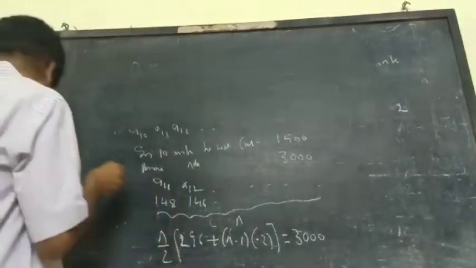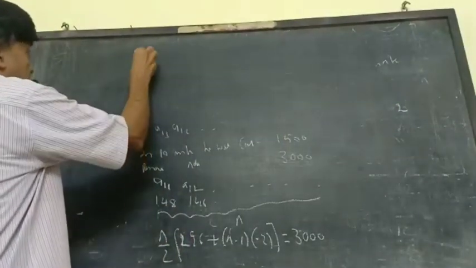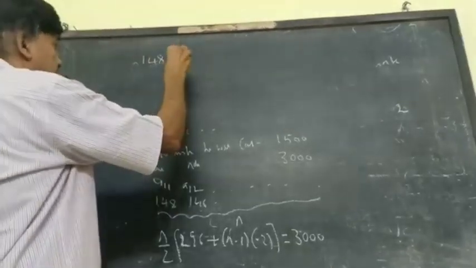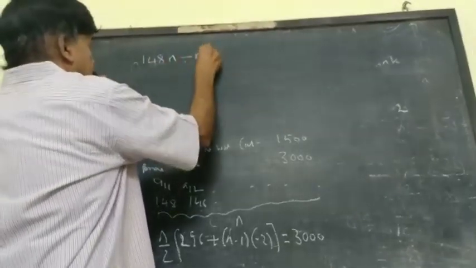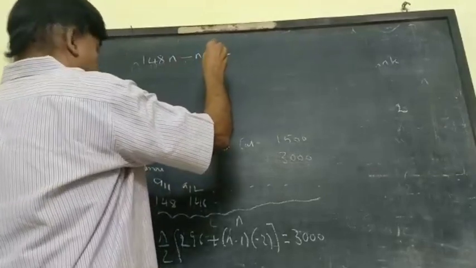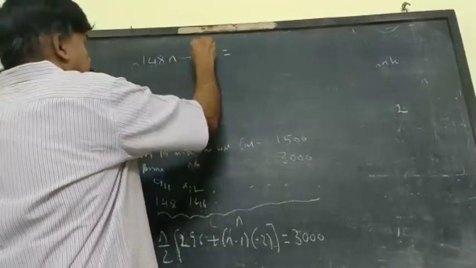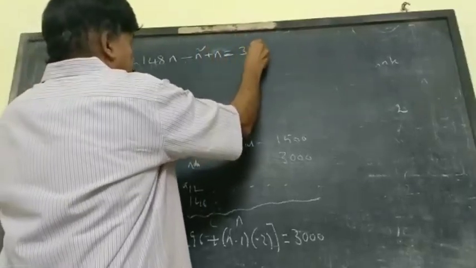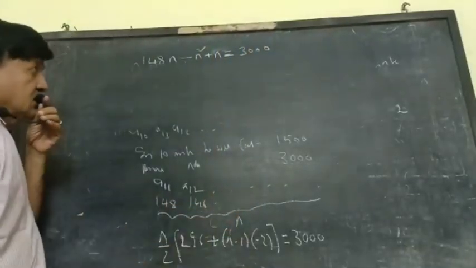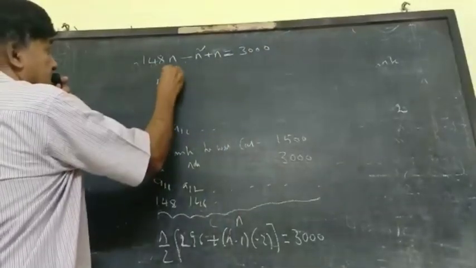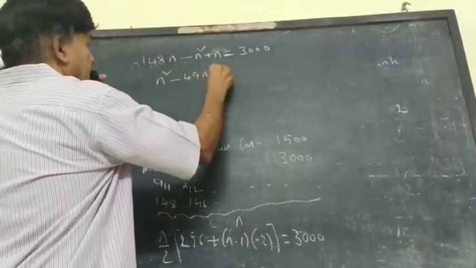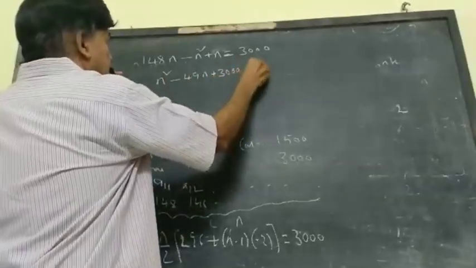So when I cancel 2 throughout, I am going to get 148n minus n plus 1 minus n square plus n is equal to 3,000. Send n to this side. So n square minus 49n plus 3,000 is equal to 3,000.